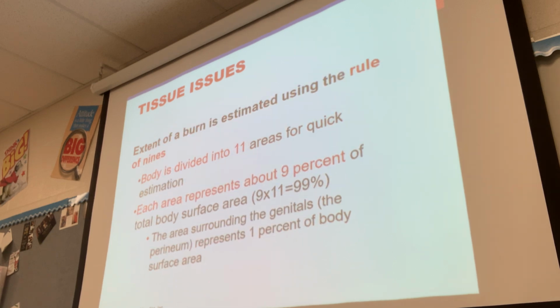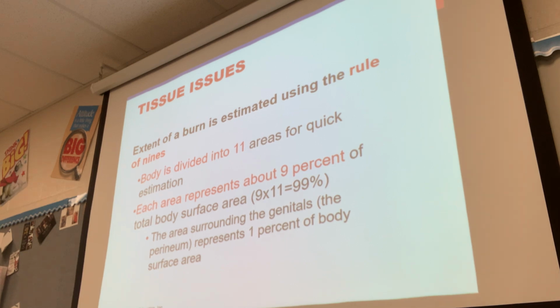All right. So if you are a doctor, if you work in an emergency room, or if you work in a burn ward, you're going to need to determine how much of the body is actually impacted by burns. And you can quickly estimate what percentage of the body is covered by burns by doing something called the rule of nines. The body is divided into 11 areas for quick estimation. Each area represents about 9% of the total body surface. So 9 times 11 is 99%. The area surrounding the genitals represents the last 1% of the body.